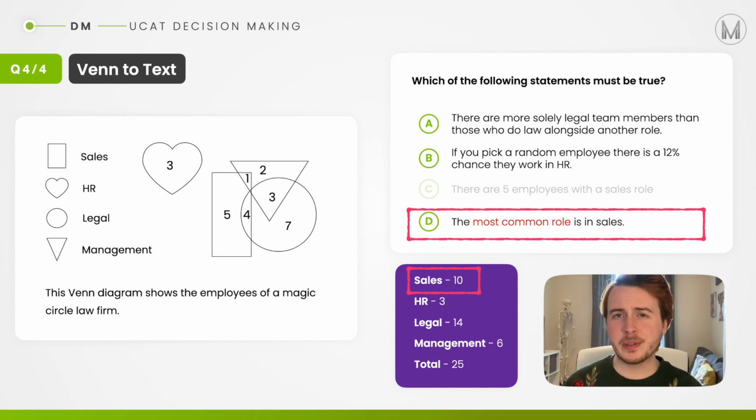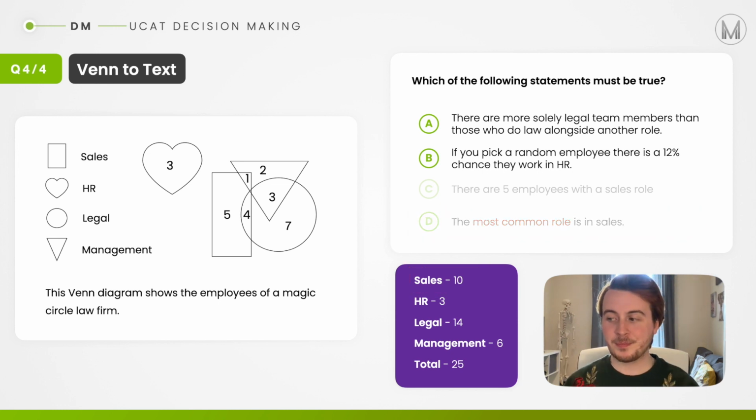Next easiest one is probably D. The most common is sales. Again, just a brief comparison of that 10 to 15 shows that again it's not true, that sales is not the most popular. We can see that legal is actually going to be the most popular. So no, get rid of sales as well.